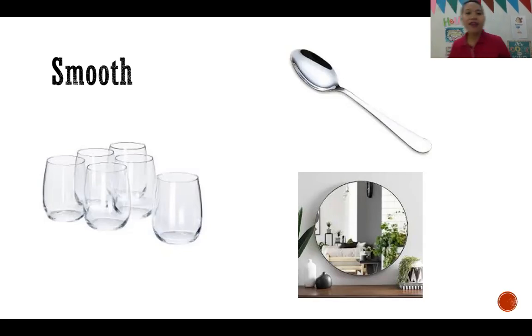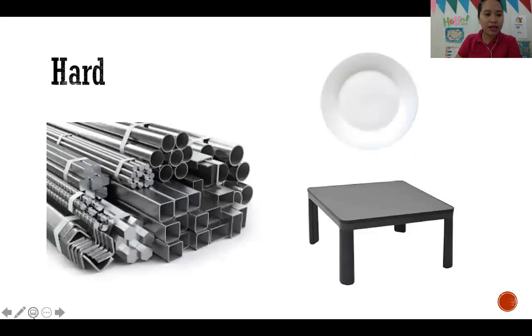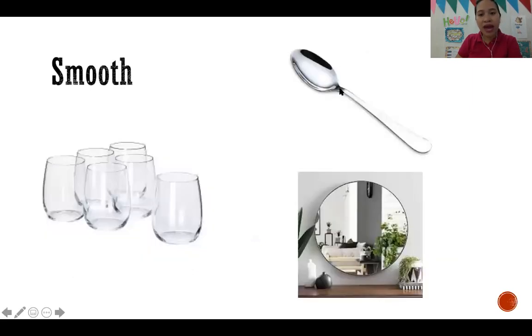Now, another example we have, wait, let's go back. Another example we have spoon. Okay? If you try to touch the spoon, try to feel it, yung surface niya, di ba, smooth din. Smooth pa rin siya. We also have here, si mirror. Okay? Have you tried to have a mirror na rough?